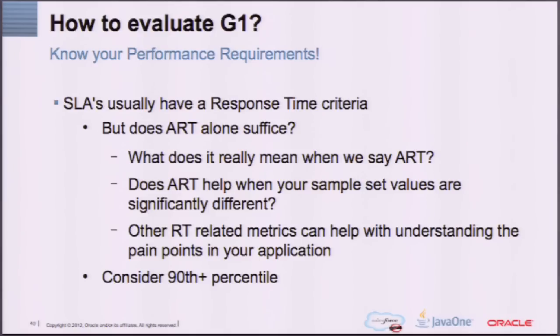Our recommendation is to consider the 90th plus percentile. So what does that mean? That only 10% of your response times are worse than that 90th percentile number. Imagine in a web server, only 10% of your users are going to experience worse response times than your number. So if you want better, then go with the 99th or the worst case, and tune like that.